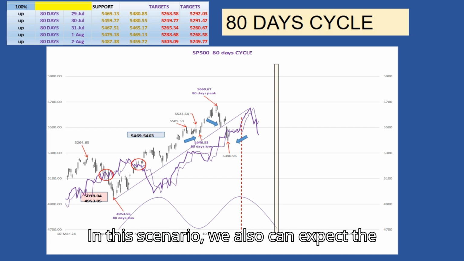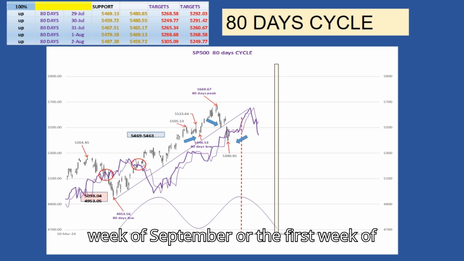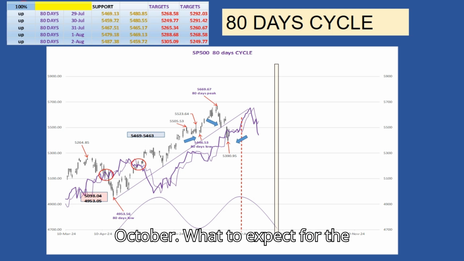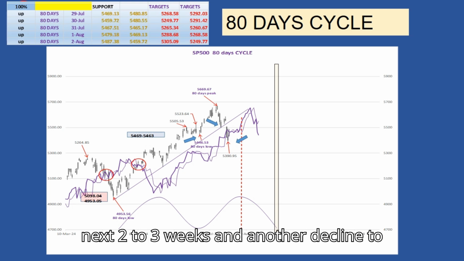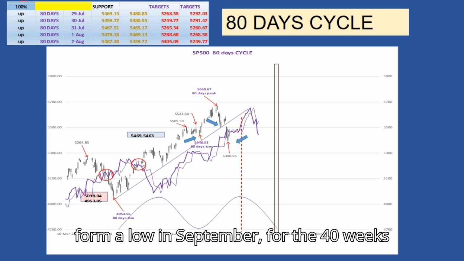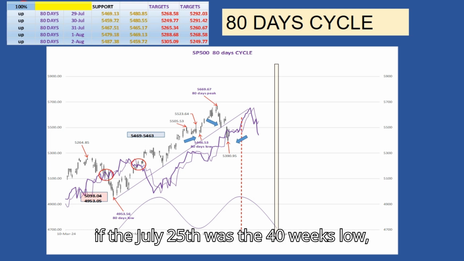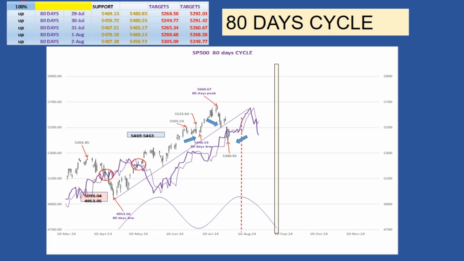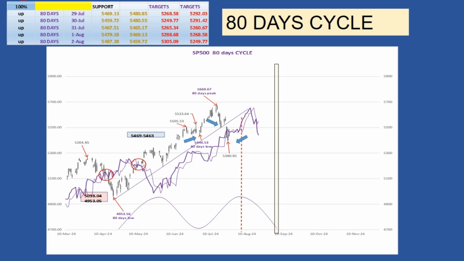In this scenario, we also can expect the next 80 days forming a low on the last week of September or the first week of October. What to expect for the next few weeks? In the first scenario, we can expect a rally in the next 2 to 3 weeks and another decline to form a low in September, for the 40 weeks low. In the second scenario, if July 25th was the 40 weeks low, we can expect a rally, and this rally should bring us to a new all-time high.